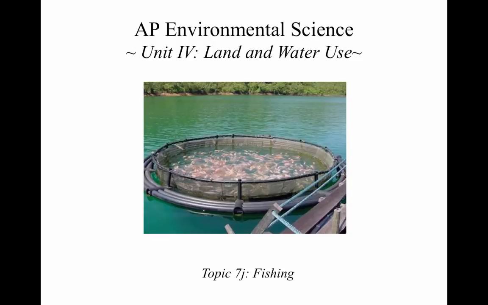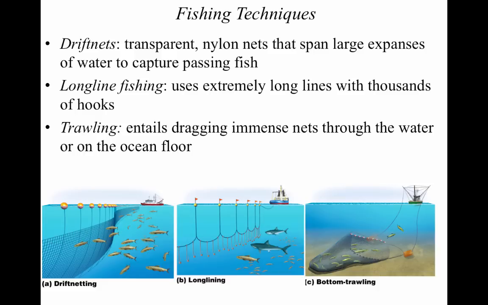We're going to talk now about fishing and some of the techniques that commercial fishermen use and the environmental impacts of all these things. So there are 3 pictures here showing 3 different techniques they use. The first one is drift netting. That's a transparent nylon net. They're pretty long. You can see the boat in the picture here.